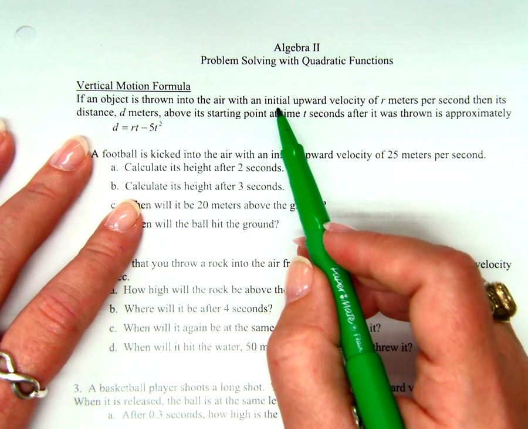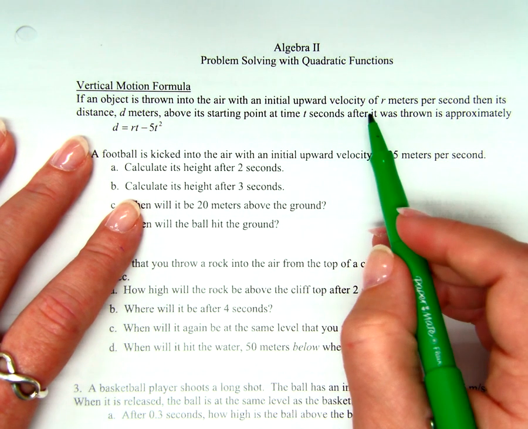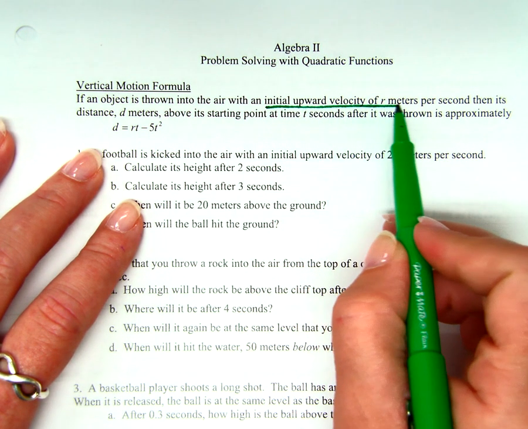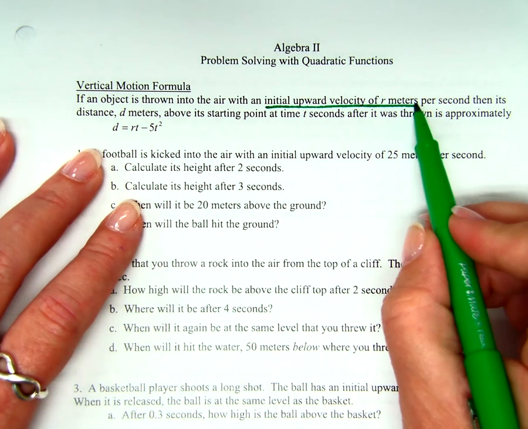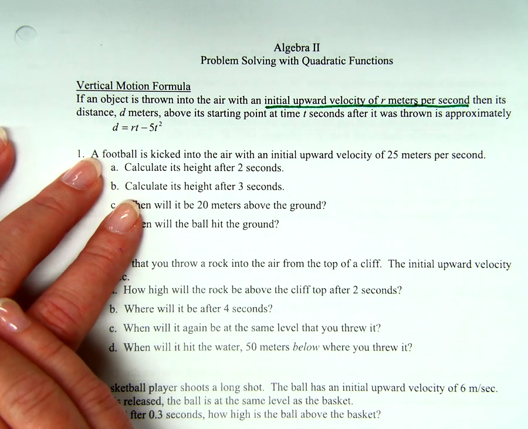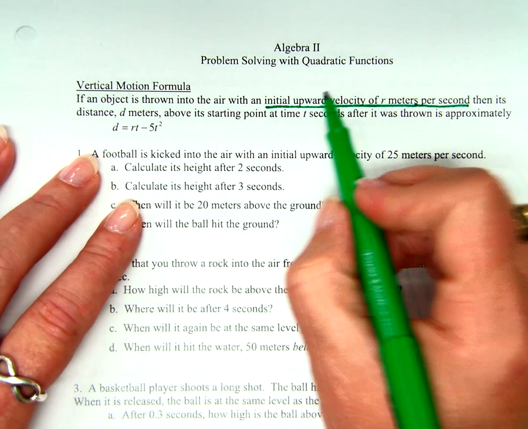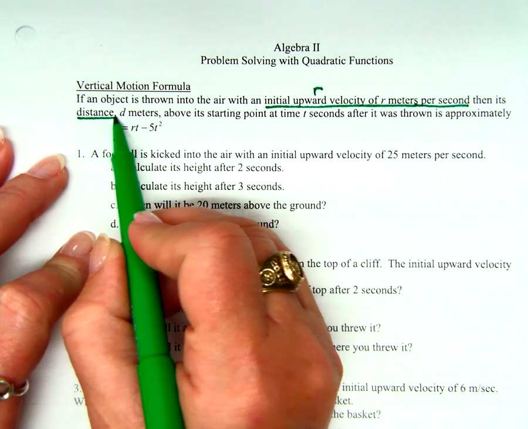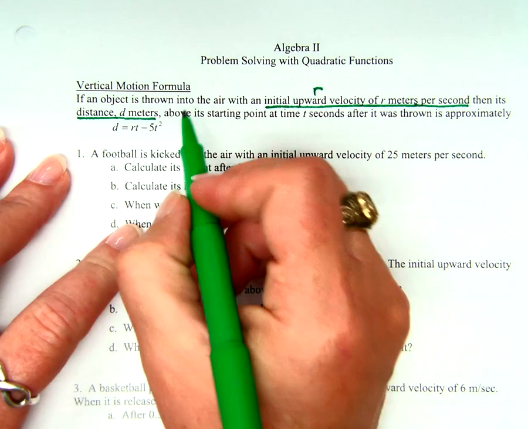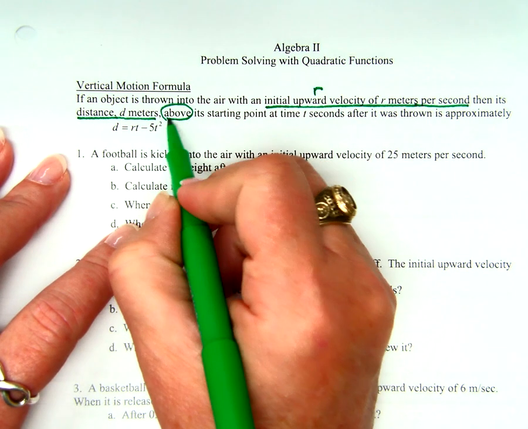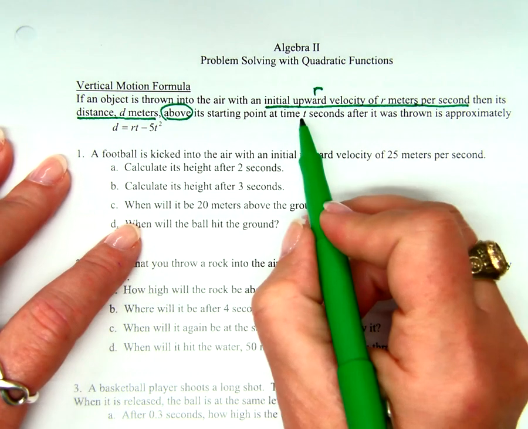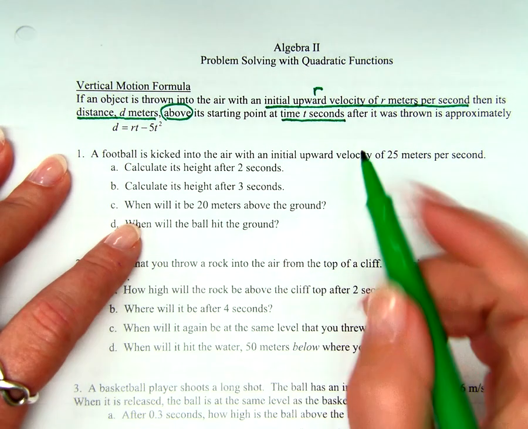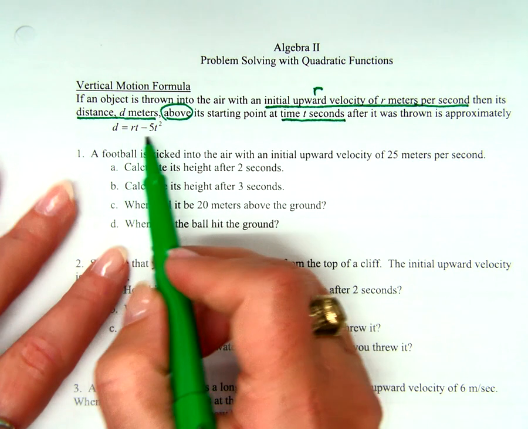With an initial upward velocity of r meters per second. Sorry, I should underline that too. R meters per second is the initial upward velocity. So that's r. Then its distance, d meters, above its starting point at time t seconds, God bless you, after it was thrown is this formula.